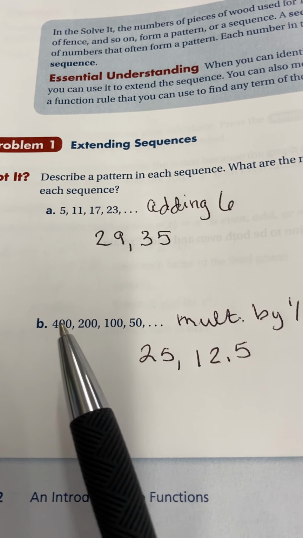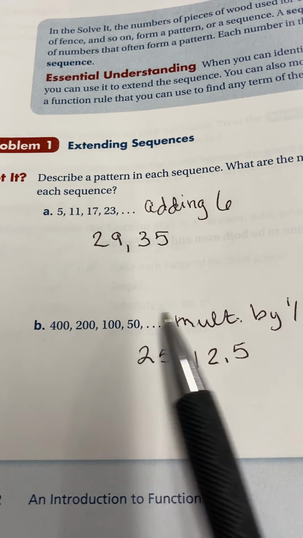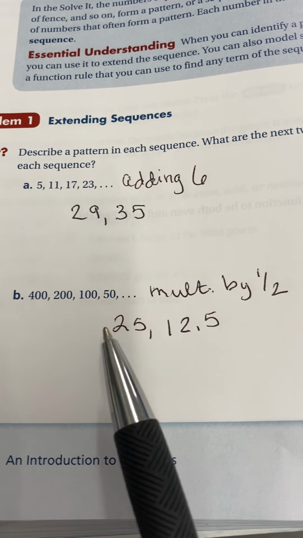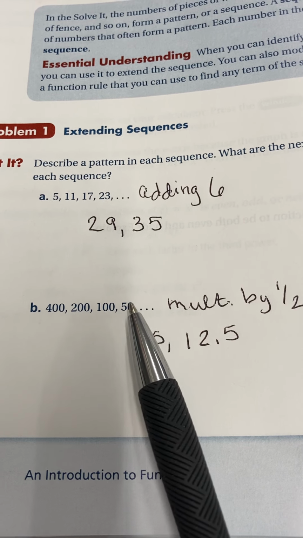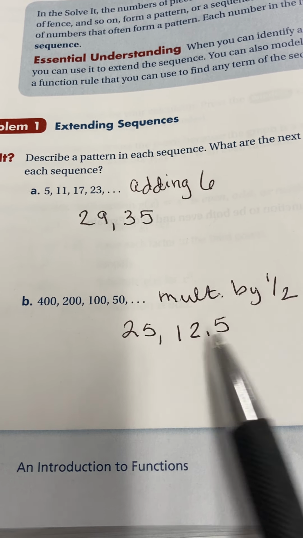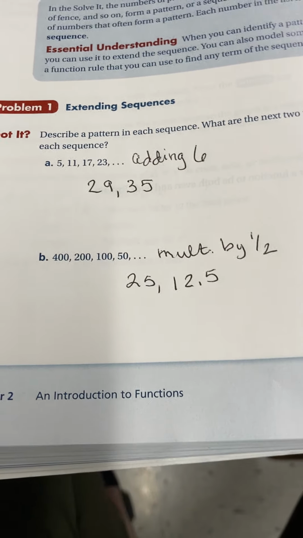Here you have an option. You can either say you're dividing by 2 or multiplying by a half. I chose to say that one. So you take 50 times a half is 25. 25 times a half is 12.5.